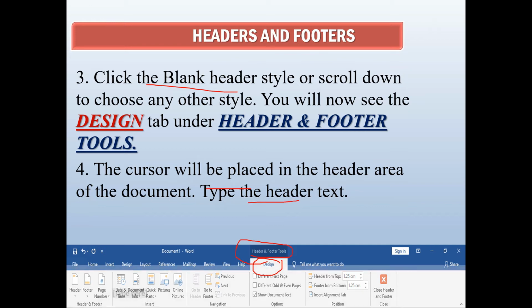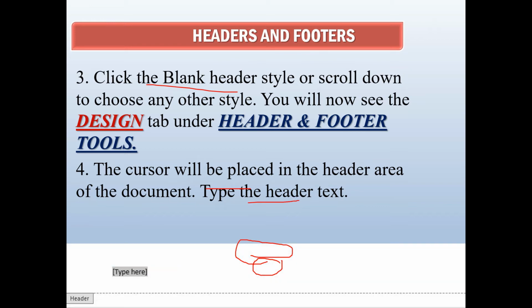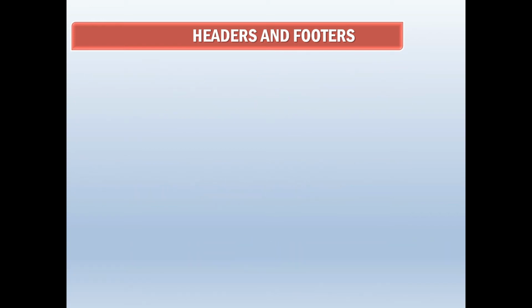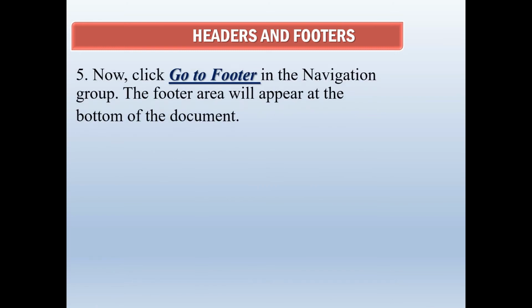Type the header text. See, now you can see at the top the header area appears. Okay, so the cursor will be placed here and you can type it. Okay, document name, chapter name, or whatever maybe you can type in the header area. Okay, so now if you want to insert the footer, okay, click go to footer in the navigation group.